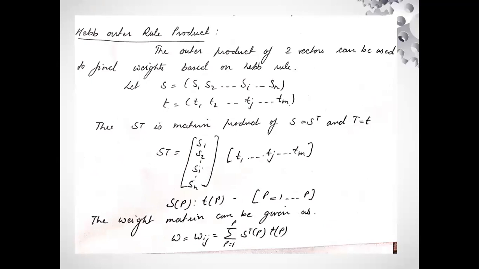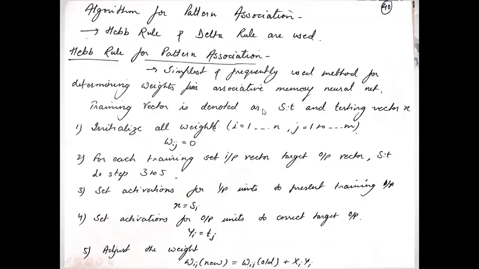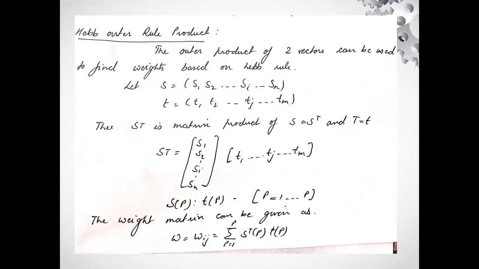What is the Hebb outer product rule? The outer product of two vectors can be used to find the weights. Based on the Hebb rule, we assume S is equal to s1 to sn and T is equal to t1 to tm. See, earlier also we had weights with i from 1 to n and j from 1 to m. Similarly, we have i from 1 to n, that is si, and j from 1 to m, that is tj.